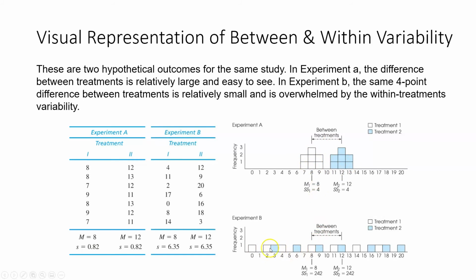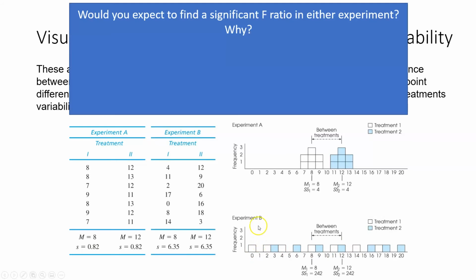But the mean of your white scores and the mean of the teal scores down here is the same distance apart, but when you compare it to the amount of error variability, it's very difficult for your statistic to determine whether this 4-point difference is meaningful or if it's more than you'd expect just by chance. So my question is, would you expect to find a significant F ratio in either one of these experiments? And why?